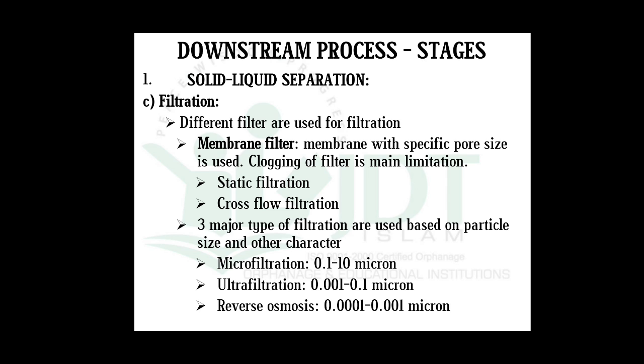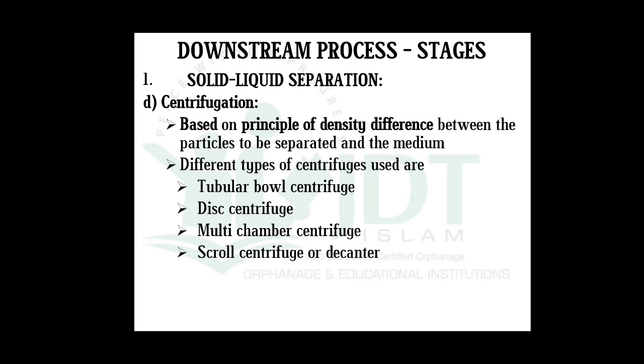These are membranes with a specific pore size, and clogging is the important limitation of the membrane filtration method. The three major types of filtration used, based on the particle size, are: microfiltration, which is used to separate particles with a particle size of 0.1 to 10 micron; ultrafiltration, 0.001 to 0.1 micron; and reverse osmosis, 0.0001 to 0.001 micron. And the next method for solid-liquid separation is centrifugation.